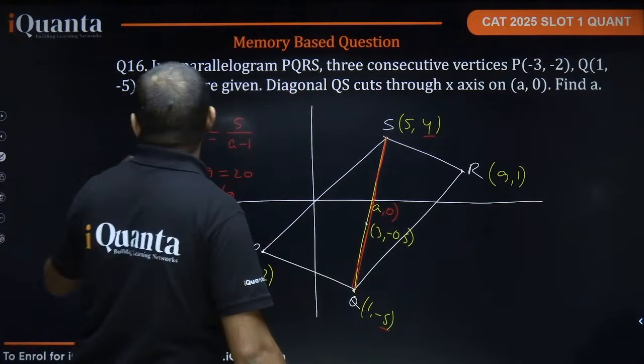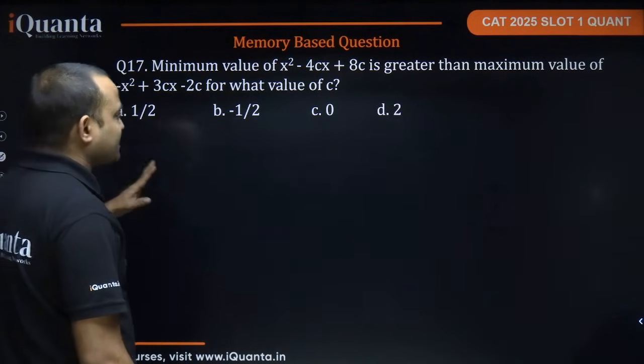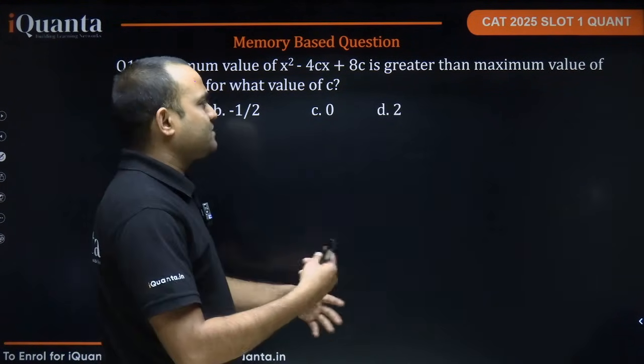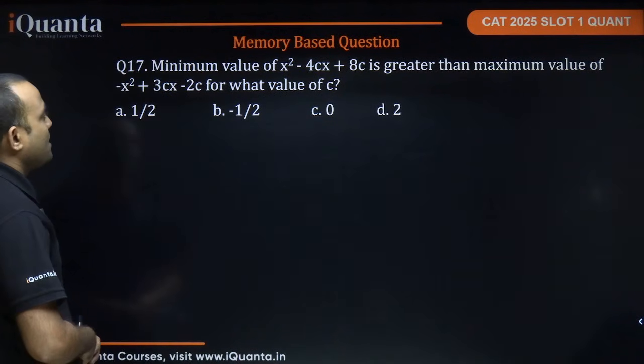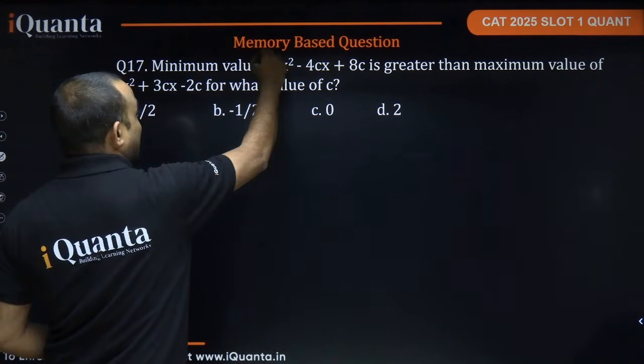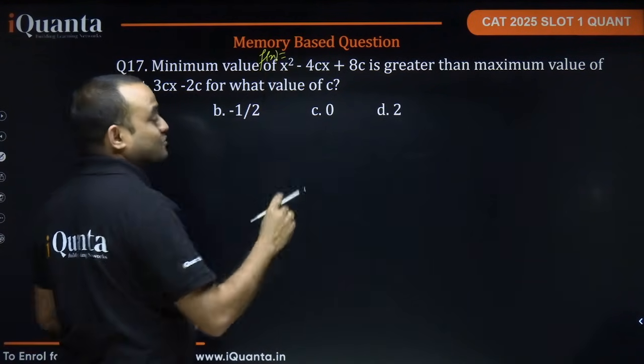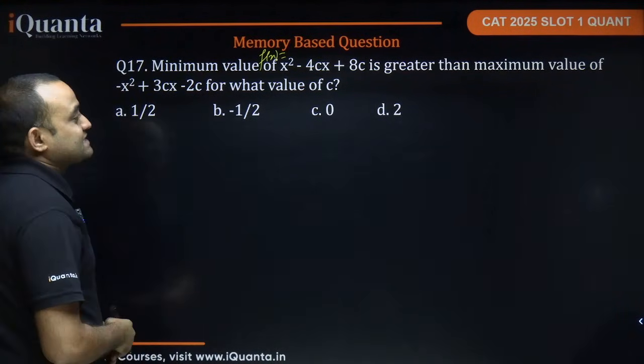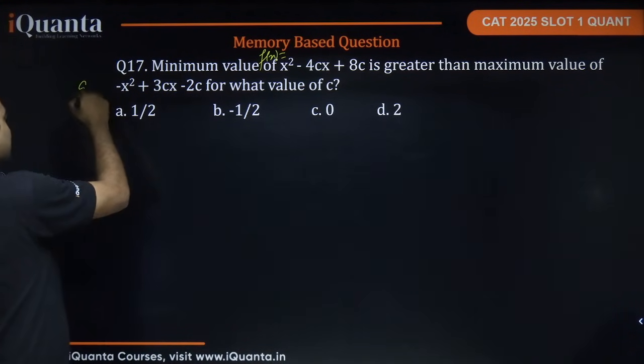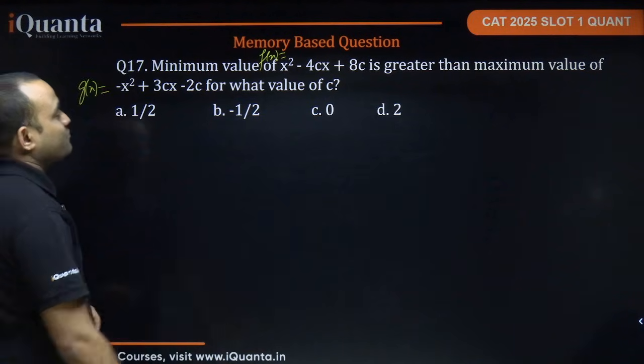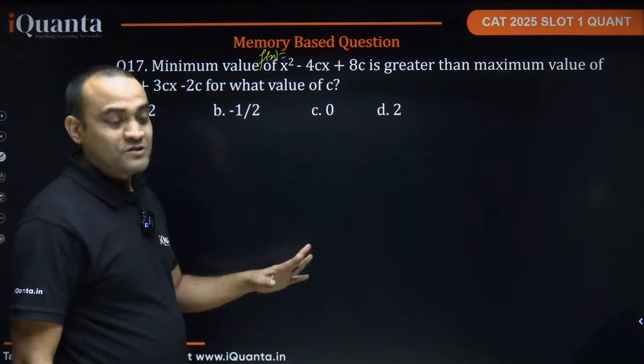So almost every question which was not sitter was something like this, that if you put some time, you will be able to solve it. Minimum value of this was given as fx, just to complicate the question, is greater than maximum value of gx for what value of c. So what do we know?